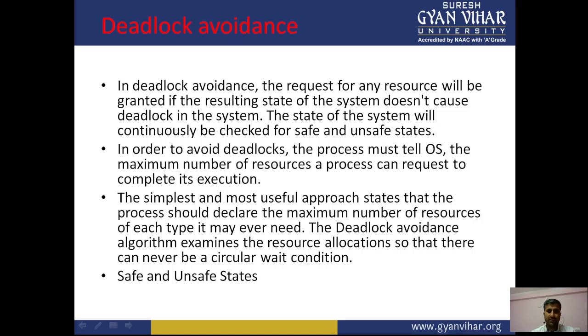Now we discuss the input of the Banker's algorithm. First, the maximum need of resources by each process. Second, the currently allocated resources by each process. And third, the maximum free available resources in the system. If the required things are available, then we can talk about deadlock avoidance.